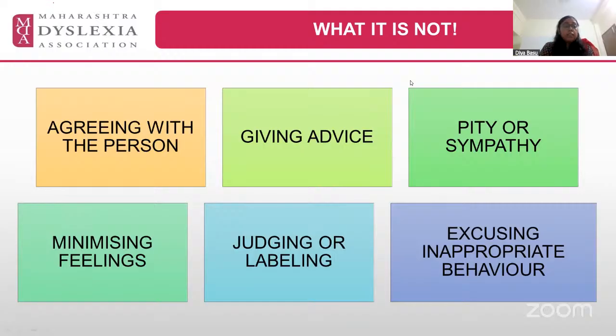And then excusing inappropriate behavior. So if you accept and approve of everything that the person is doing, that doesn't help either. So if I'm very angry, so for example, two children are having a fight in the classroom and one pushes the other, and you as the teacher or the parent, you are saying, oh, well done, that other boy deserved it.